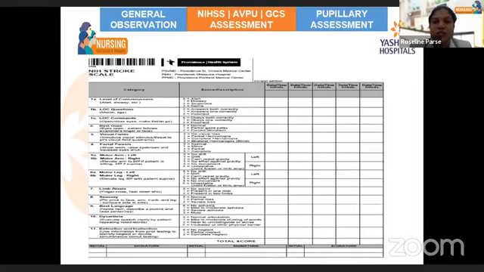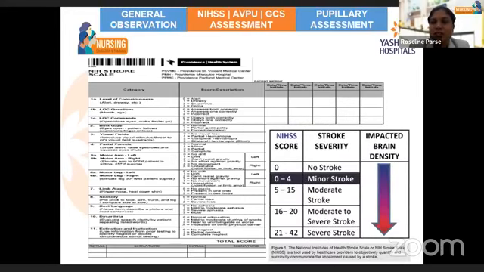Okay, the score is taken from 0 to 42. 0 is when there are no symptoms of stroke. 0 to 4 is given when it is a minor stroke. 5 to 15 talks about moderate stroke. 16 to 20, moderate to severe. 21 to 42 is severe stroke. So as the score increases, greater is the severity.